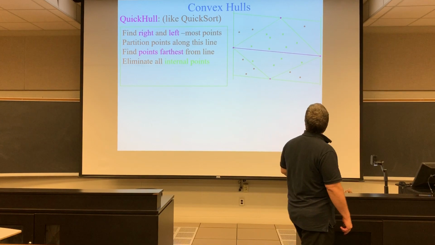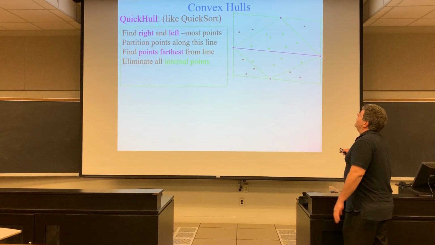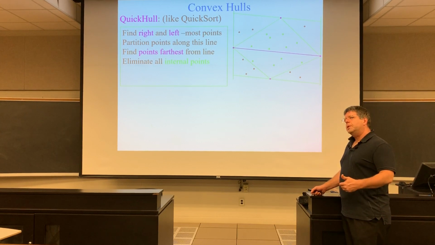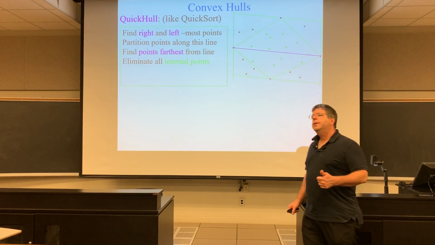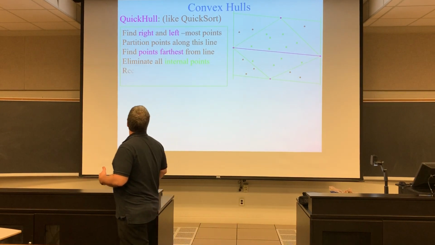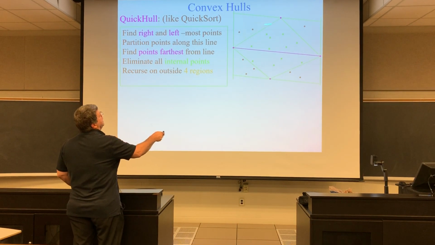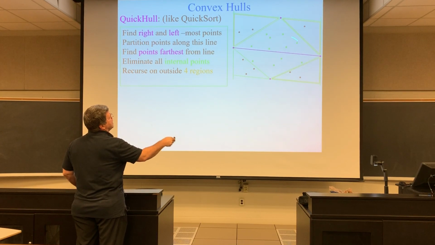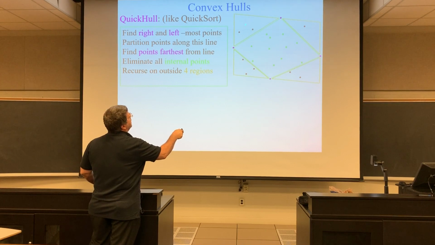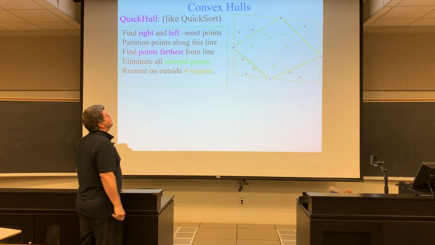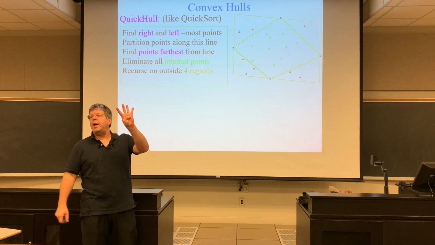Then what do you do? Then you run quickhull on what? Remember, it's like quicksort, and so it's going to be recursive. It's divide and conquer. You're going to run quickhull on these triangular regions outside this quadrilateral. You run quickhull here, you run it separately here, you run it separately there, and you run it separately there. So you run it four times.